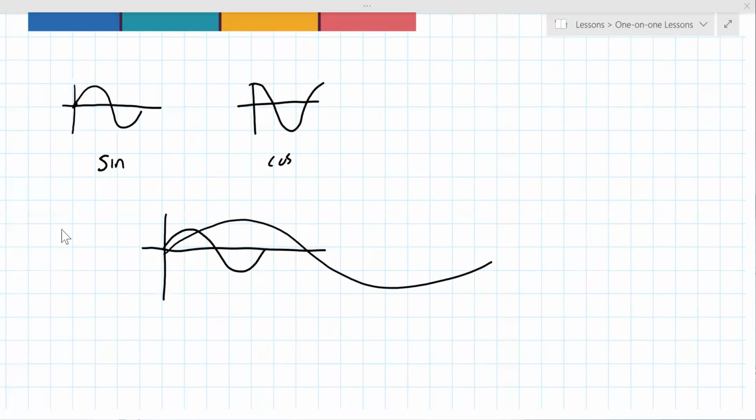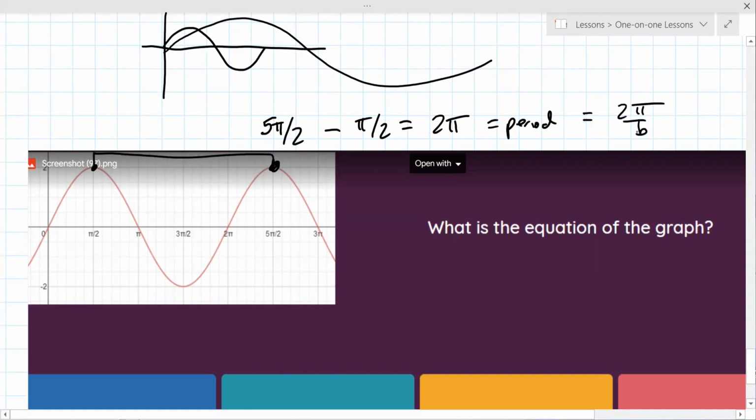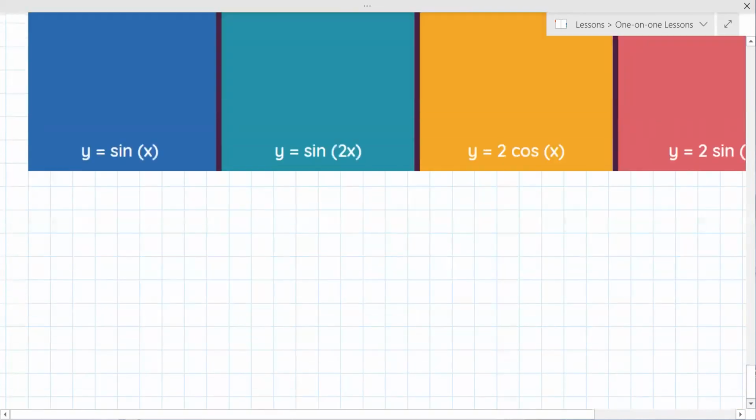Is this the red one, 2 sine x? Possibly, but what I want to make sure you understand is if you go peak to peak, that's 5 pi over 2 minus pi over 2. That's 2 pi. That's your period. Yeah, that's what I meant by peak to peak. Now, the period is equal to 2 pi over b. Since the period is 2 pi, b must be 1, because the only way you get 2 pi is if b is 1. So that means it's got to be sine with a 1 in front.